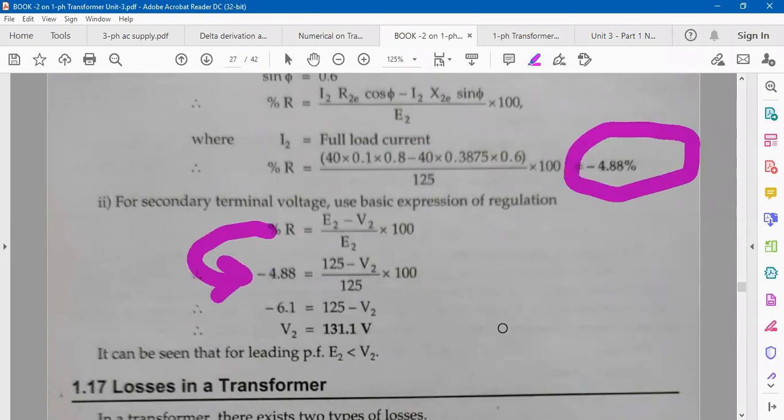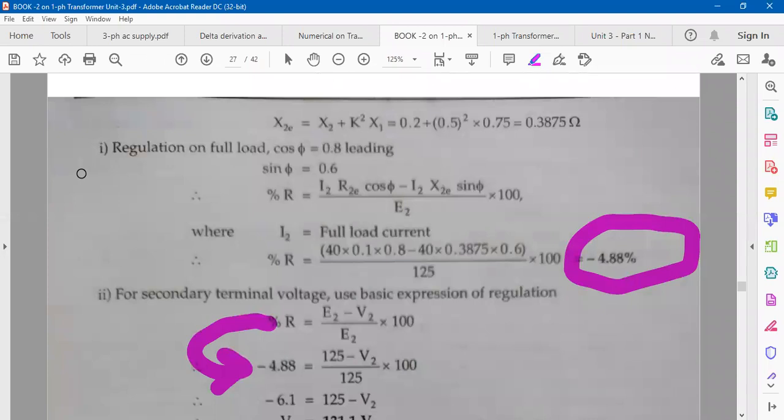Negative, here you get negative. And we have seen positive voltage regulation and negative voltage regulation. For which type of load is voltage regulation positive? For R and lagging L. R and L. Very good, lagging. For R and L type of load, voltage regulation is positive, if you remember about it.